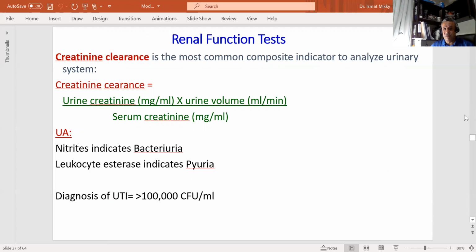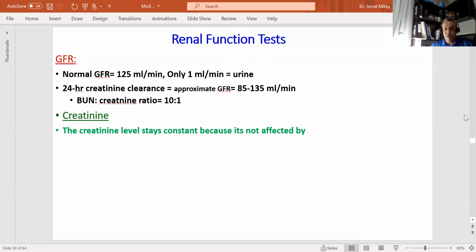But the results of the urinalysis, the UA, can be received within a short period of time, maybe less than an hour. Then the culture and sensitivity shows the isolation of any bacteria or microorganism, and the presence of more than 100,000 CFUs per mL indicates an infection or UTI.